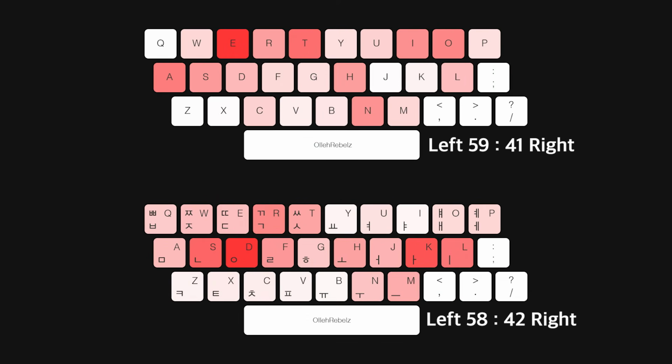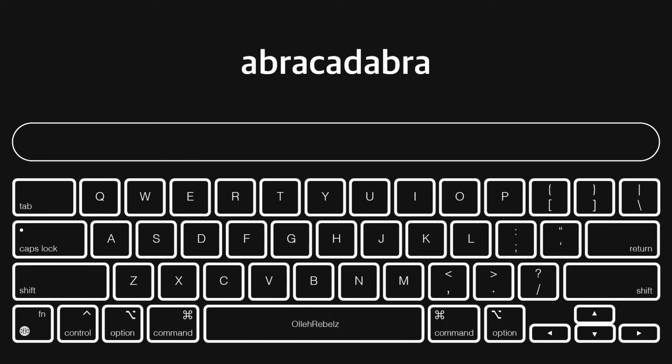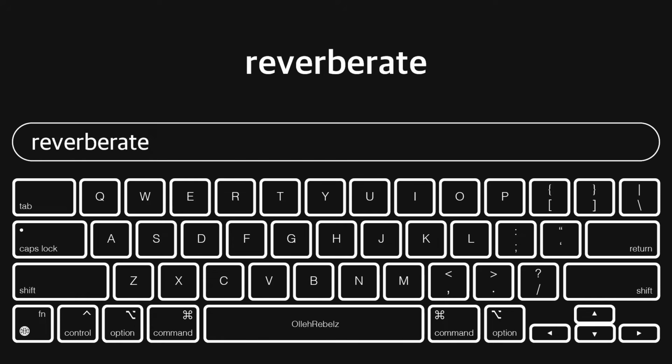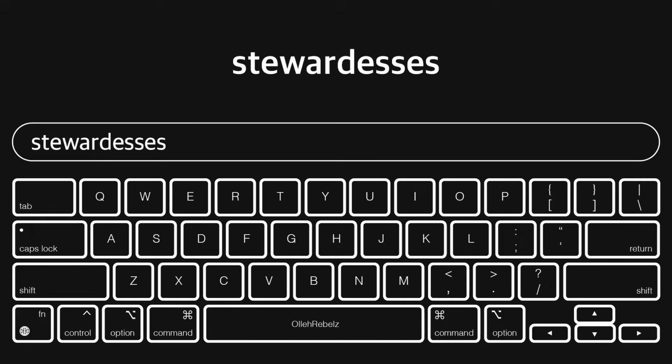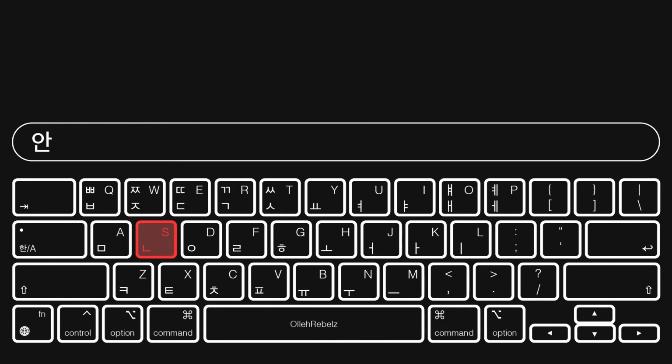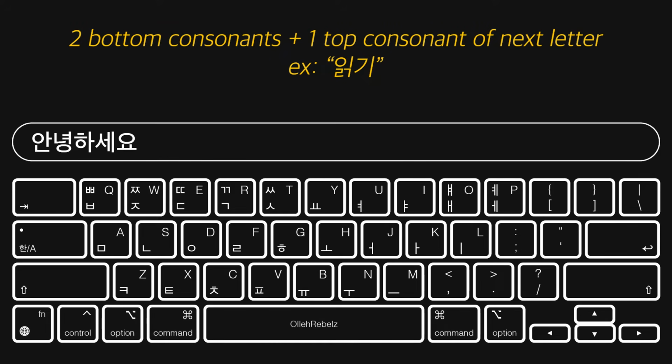If you're wondering how Korean is more efficient than English despite the similar left to right hand ratio, it's because English has a ton of long words like abracadabra, reverberate, and stewardesses that overwork the left hand over 10 keys in a row. Meanwhile, in Korean, the most keys you'll ever type in a row with your left hand is only 3, reducing long-term stress and fatigue.